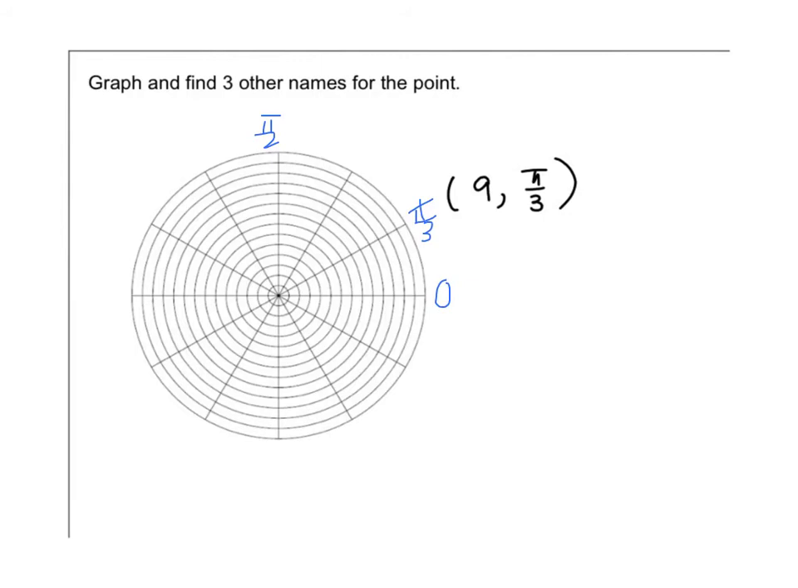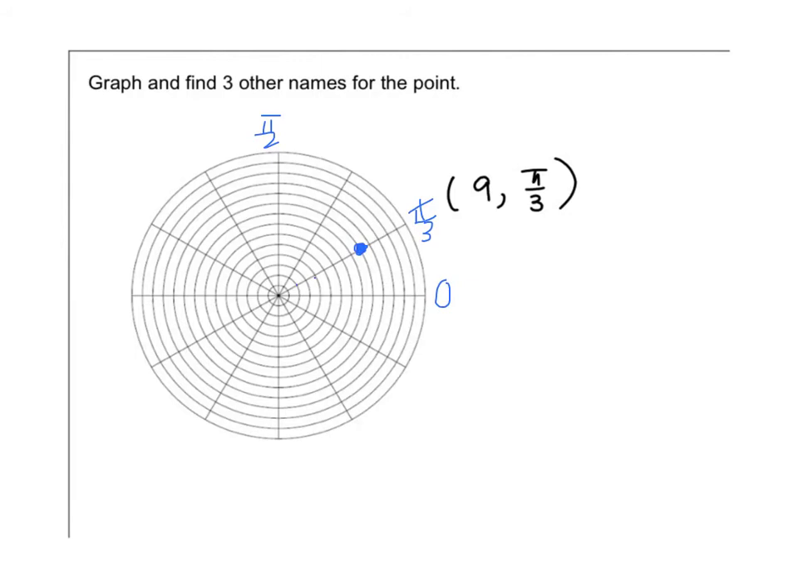And I want to go out 9. So I start at the middle. 1, 2, 3, 4, 5, 6, 7, 8, 9. And there we go, graphed. So I go pi over 3, and 9 in that direction.